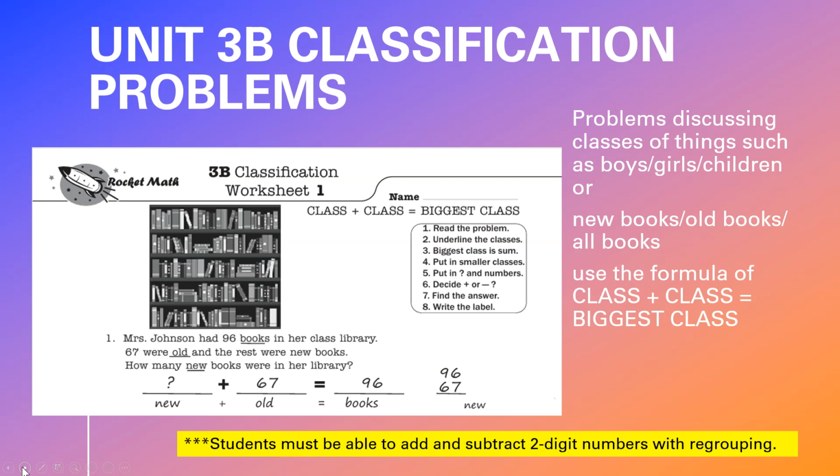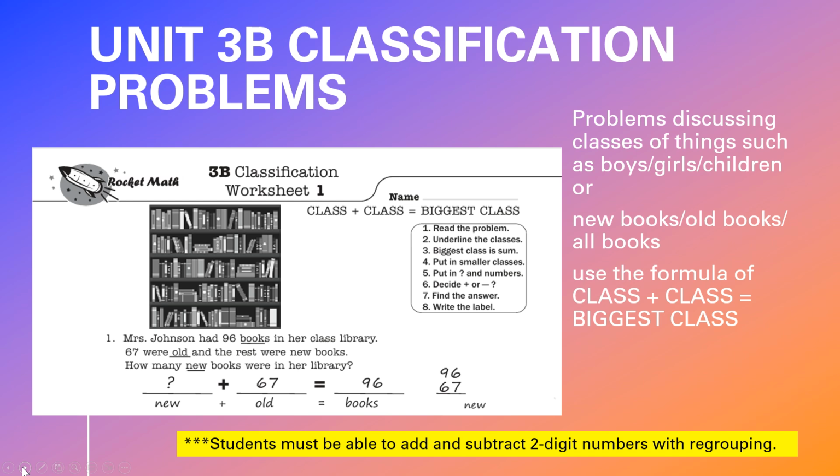Unit 3B teaches classification type problems. These are problems that discuss classes of things in which there are two smaller classes that are part of a larger class. For example, a problem about boys, girls, and children has three classes, one of which is the biggest class, children, containing the other two classes, boys and girls. The formula we teach is class plus class equals biggest class, where the two smaller classes add together to equal the biggest class.